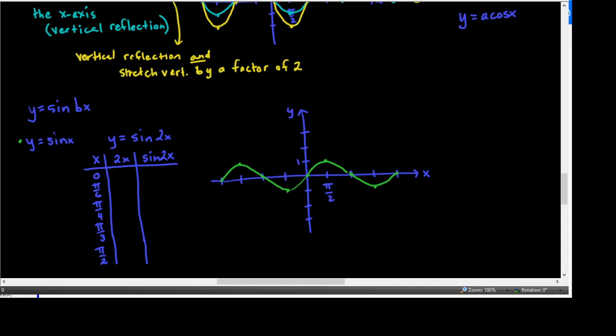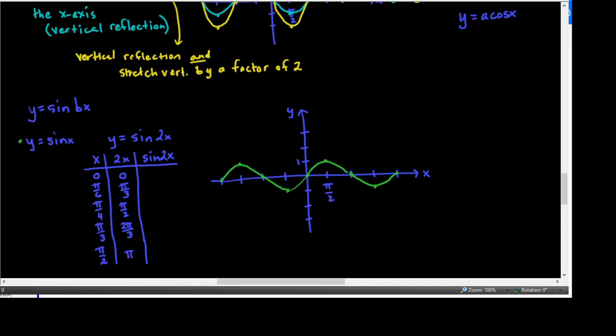So 2 times 0 is 0. 2 times pi over 6 is pi over 3. 2 times pi over 4 is pi over 2. 2 times pi over 3 is 2 pi over 3. And 2 times pi over 2 is pi.